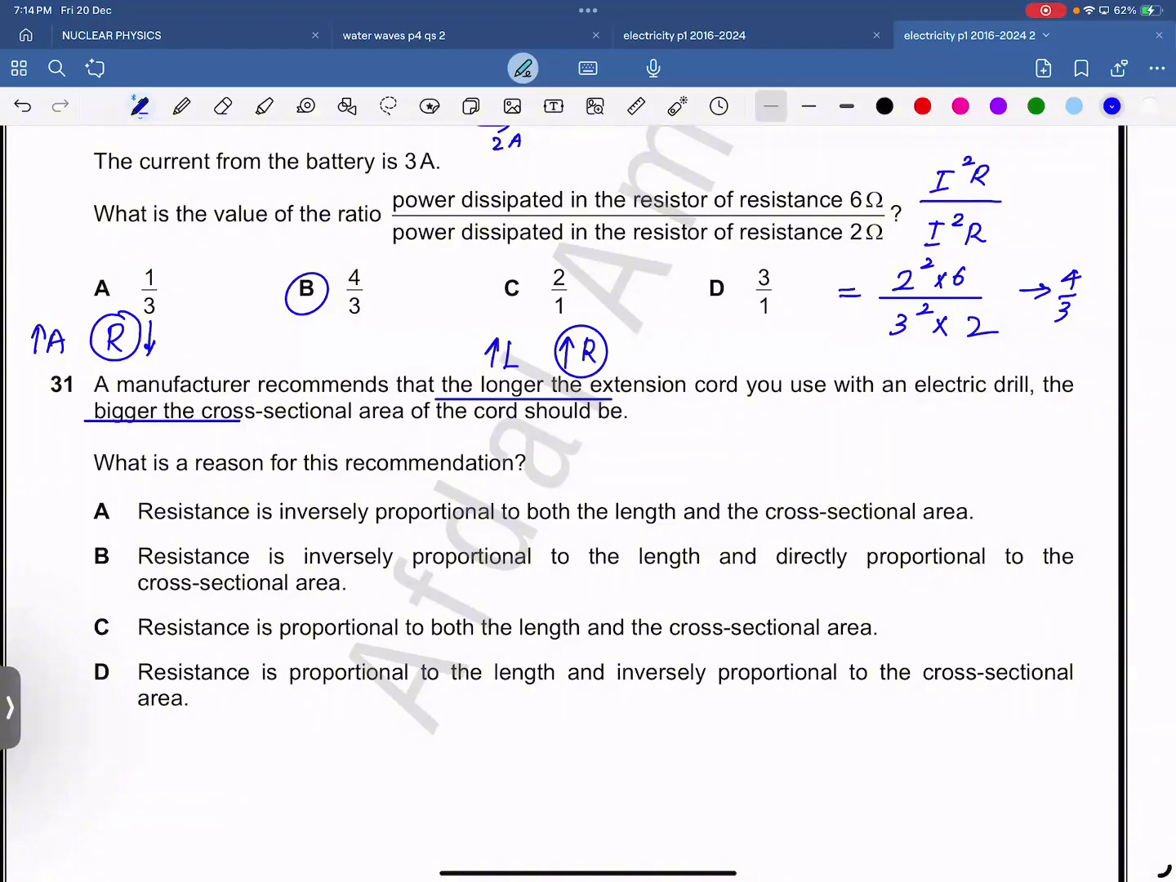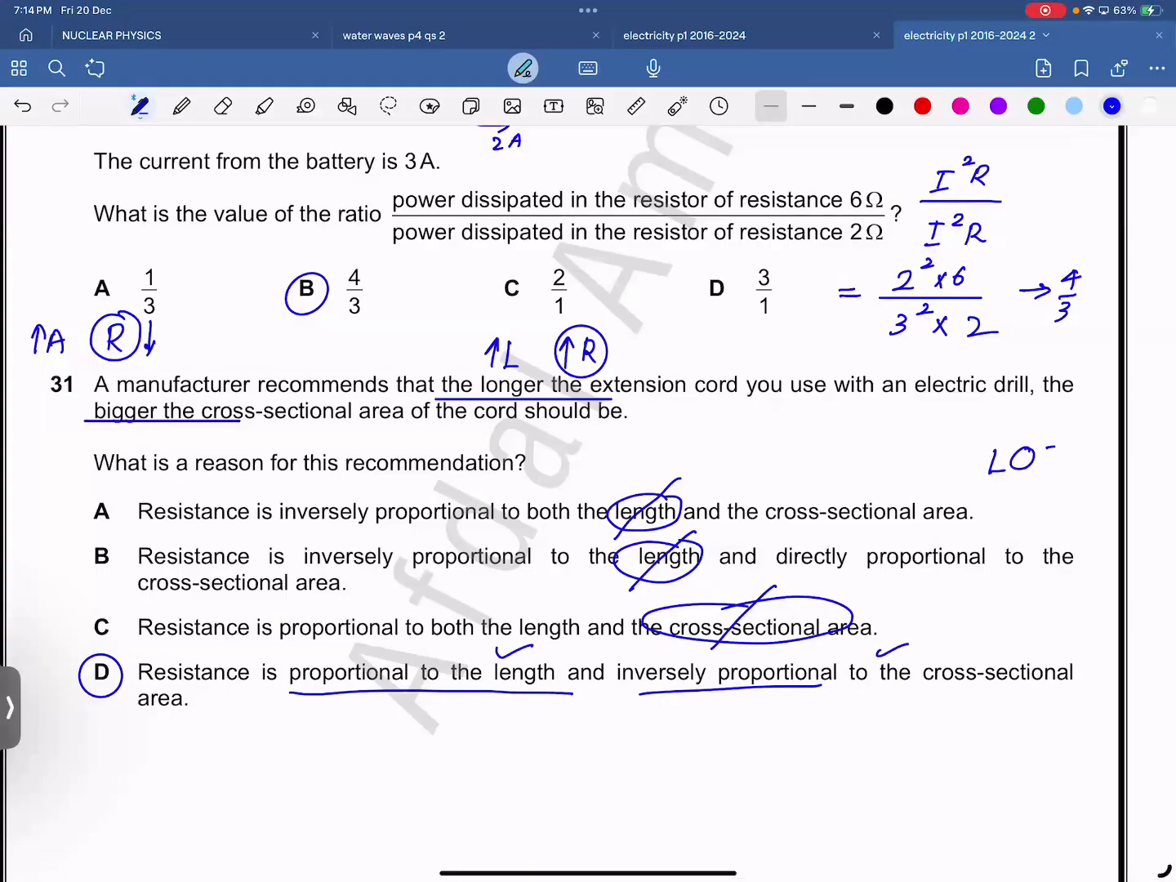What is the reason? Resistance is inversely proportional to both length and area? No. Wrong option. Not inversely to length. Resistance inversely proportional to length? No. Resistance is directly proportional to length? Yes. Area? No. Since options A, B, C are wrong, D is correct. Directly proportional to length, inversely to area. It's an easy question. This is LOT.